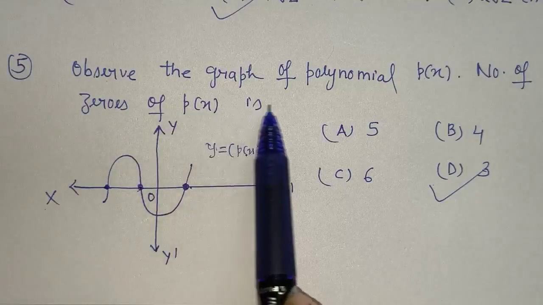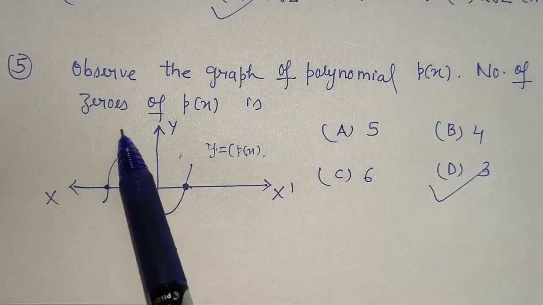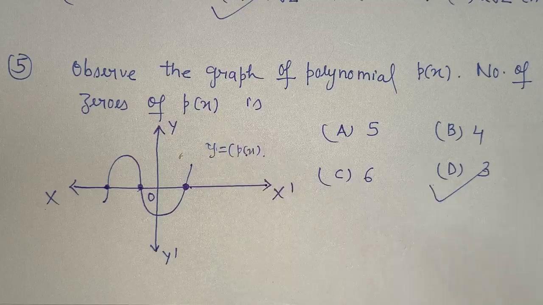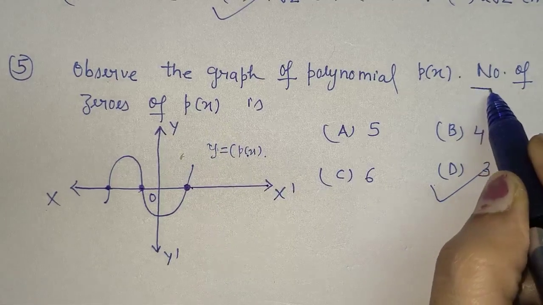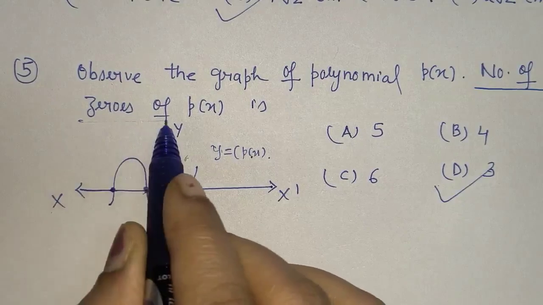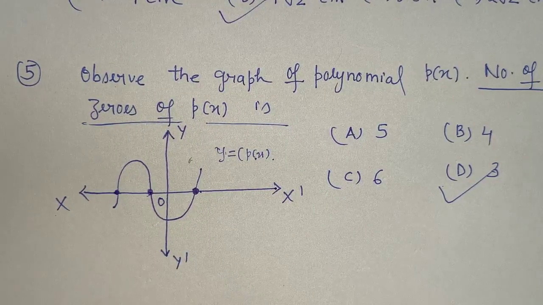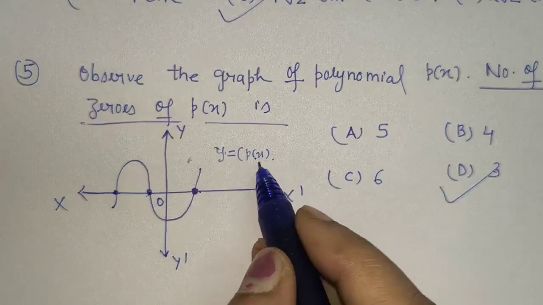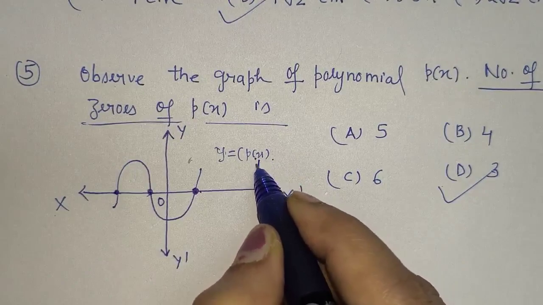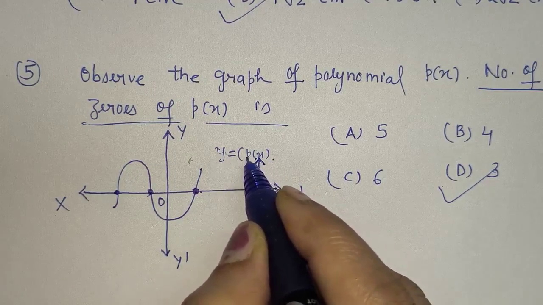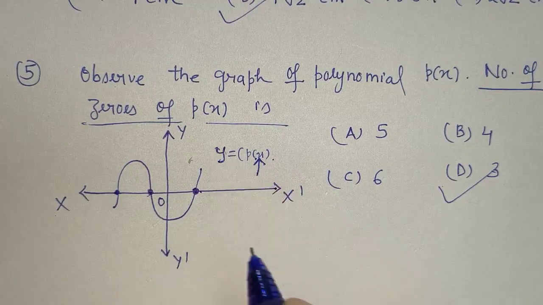Good morning, friends. Observe the graph of polynomial p(x), number of zeros of p(x). Now, here we have to understand exactly what is the meaning of number of zeros of p(x). A single zero of p(x) we can calculate if and only if it is that value of x which makes the value of y zero.